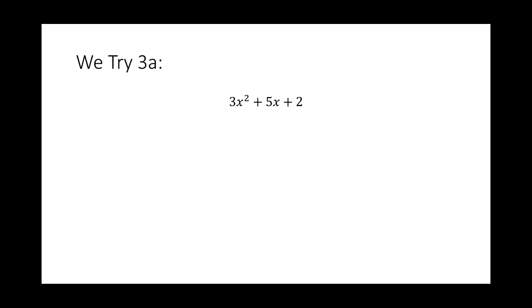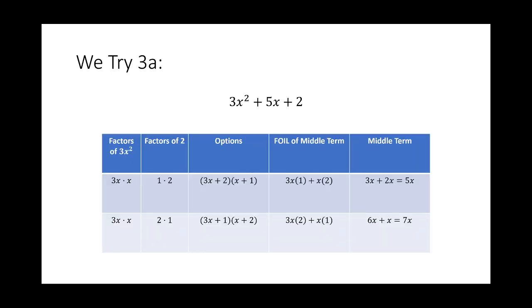So with this one, this is a little bit different than what we've seen before. Looks like I can't take anything out here, which means I'm going to have to factor out that 3x squared. I'm going to have to look at all the options. So here are my options. I have some options for the factors of 3x squared, right? 3x times x. And the factors of 2 are 1 and 2. So that gives me two options for multiplying.